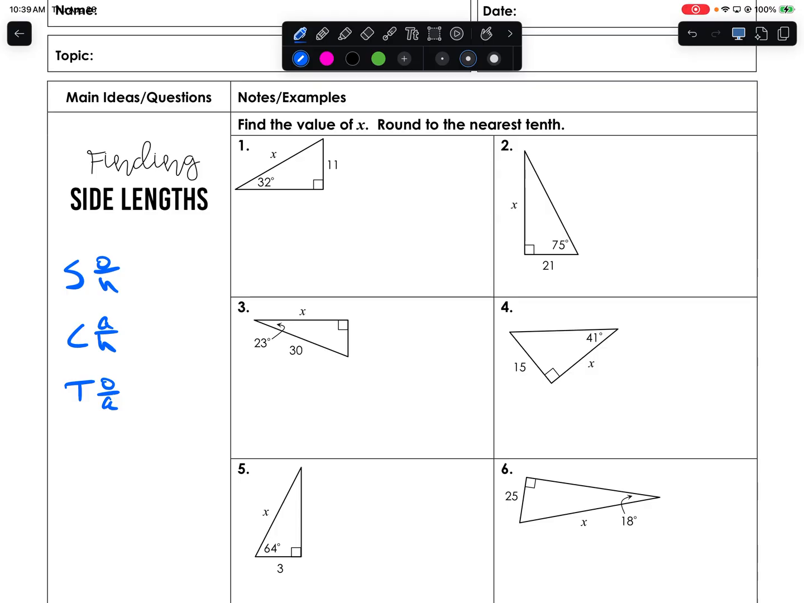So given problem number 1 here, which trig ratio am I going to use? SOH, CAH, or TOA? Sine. Good. So sine 32 equals 11 over x. That's why the order of these letters is important, right? Because the 11 has to go on top. How do I solve from here? Multiply by x. Cross multiply, same thing. So we get x sine 32 equals 11. And then I divide by sine 32.